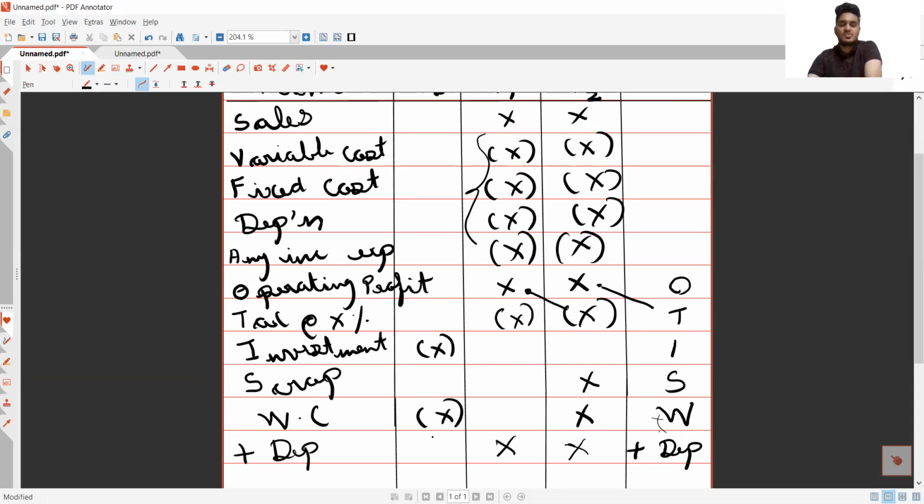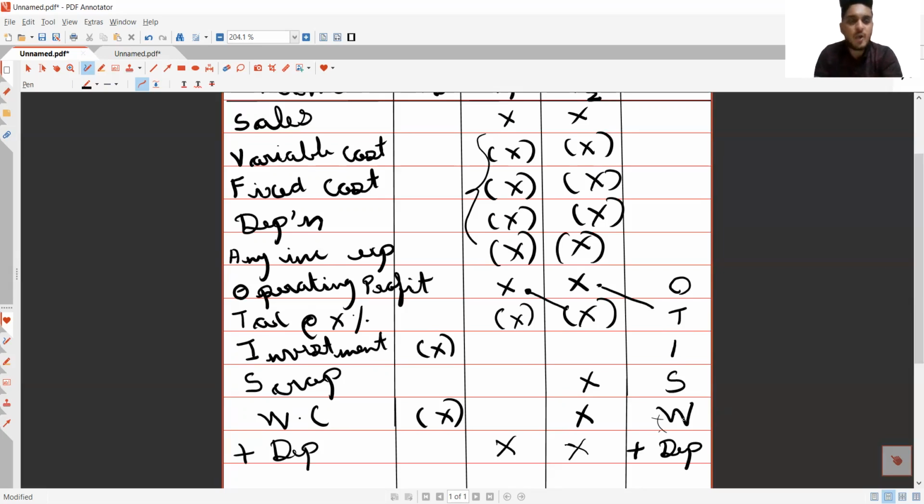Working capital, as I just explained, and very important, please don't forget, add back of depreciation to nullify the effect of tax. So the mnemonic to remember this, OT is W plus depreciation: O for operating profit, T for tax, I for investment, S for scrap, W for working capital, plus add back of depreciation. Guys, on certain occasions, you will not require this add back. I don't want to confuse you much with that. I'll come to it later. But for the time being, please remember this mnemonic, OT is W plus depreciation.